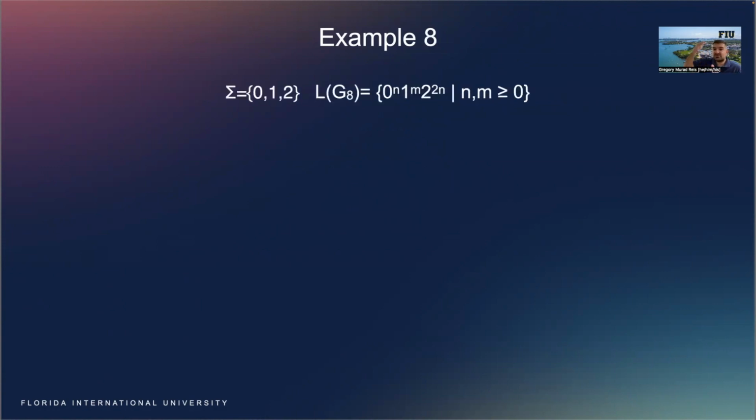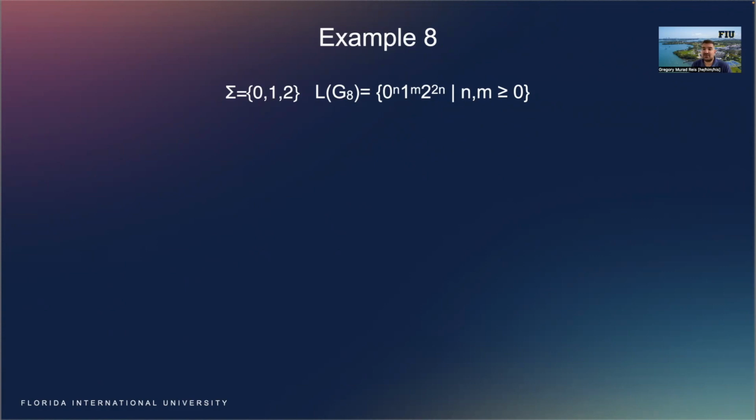Now I have 0^n 1^m 2^(2n). Let's understand this. N and M can be any value starting at 0 or higher. So 0 and 2 are related. 2 is dependent on 0, which means the number of 2's is dependent on the number of 0's. First, it's 0's followed by 1's followed by 2's. But the number of 2's is double the amount of 0's. 1 is independent. The number of 1's is independent.